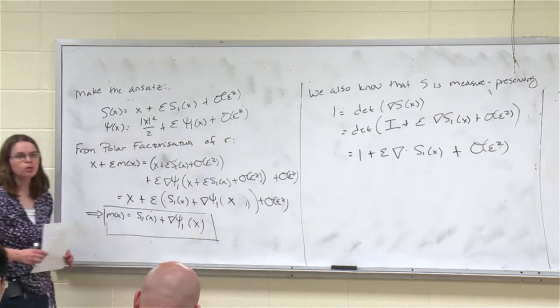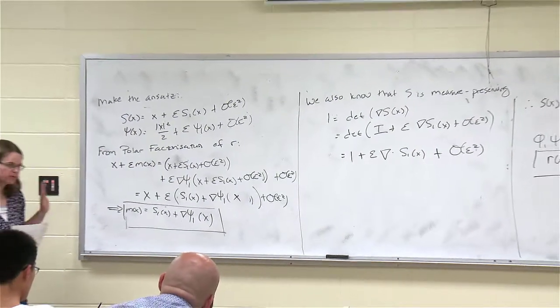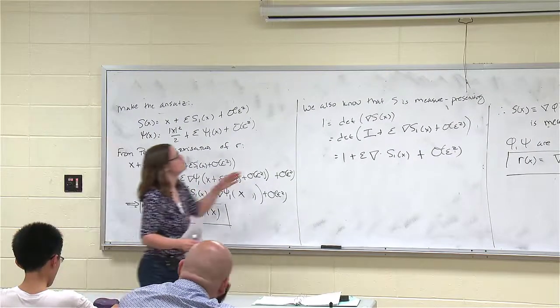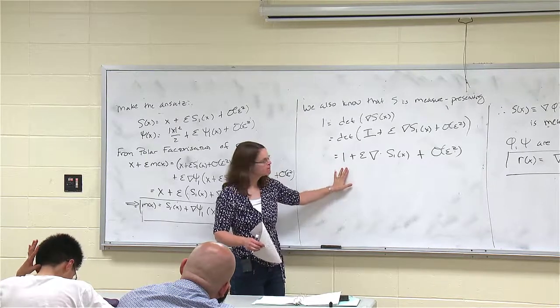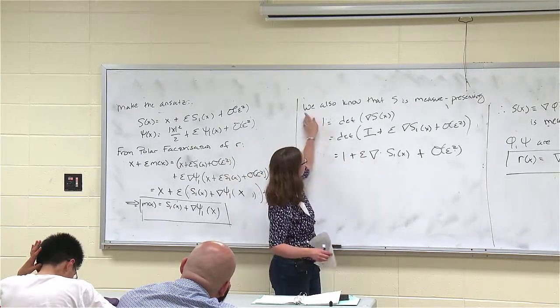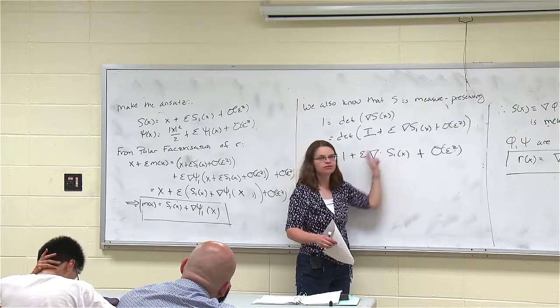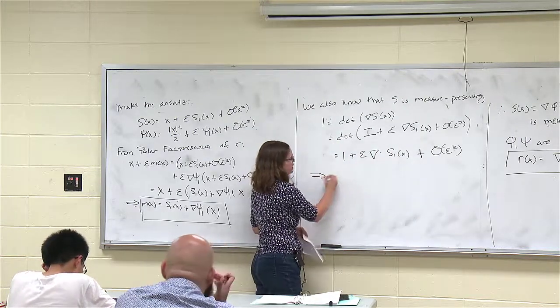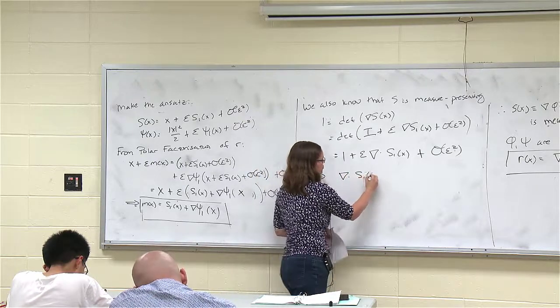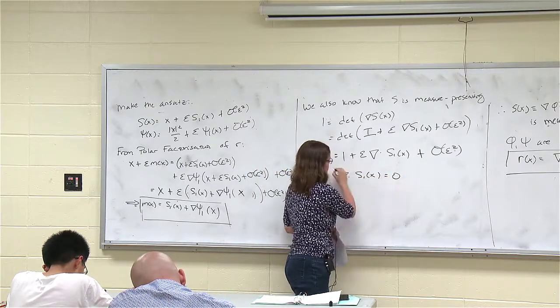Okay, again, we start matching terms. So order 1 terms match. This is good. We move to order epsilon. We've got nothing on here, so we'd like this to be equal to 0. So we expect that the divergence of S1 is equal to 0.